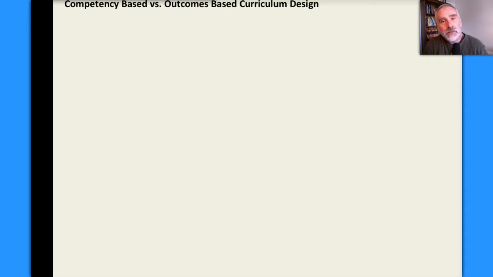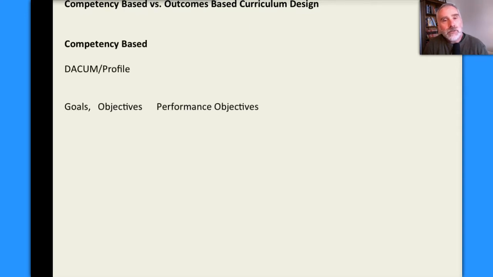Competency-based versus outcomes-based curriculum design. If you're looking at competency-based, you're going to be using a DACUM, which is a fancy word, an acronym for Design a Curriculum. Another term for it is a course profile. On this, you have goals, objectives, and these become performance objectives, which is a topic for another kitchen table teaching in the future.